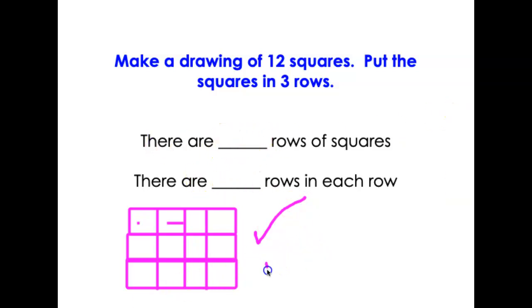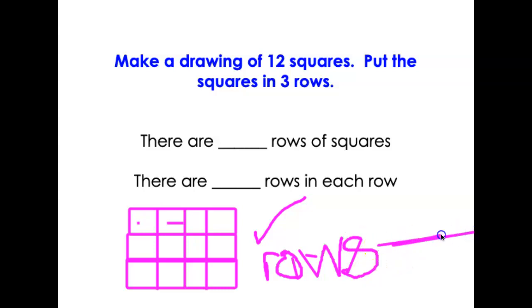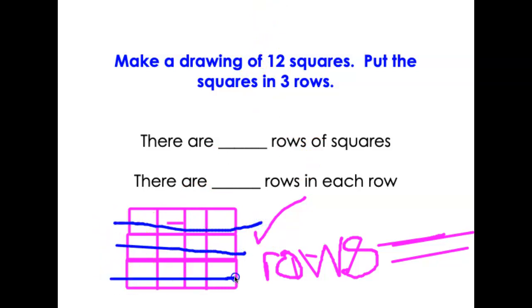So if rows, remember rows go horizontal. This is not cooperating. Anyways, rows go horizontal. So we know that rows go horizontal. So this way, how many of those do we have? We have one. Let's do a different color so you guys can see. We have one row, 2, 3. We have 3 rows of squares.